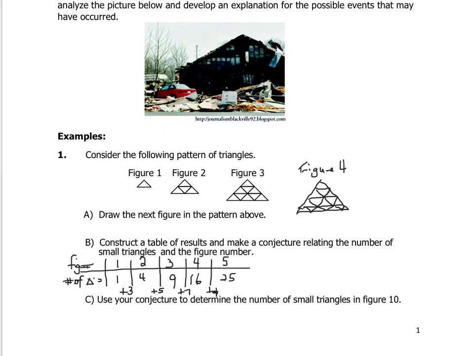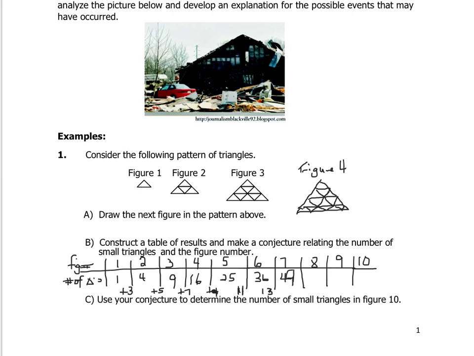It says, use your conjecture to determine the number of small triangles in figure 10. It seems like, as we said, that it's going up by an odd number each time. So if we continue our pattern, figure 6 would be 25 plus 11, because the next odd number is 11, which is 36. Then the seventh one, if you add on the next odd number, 13, would give you 49.